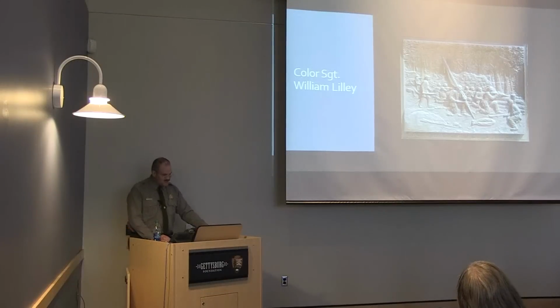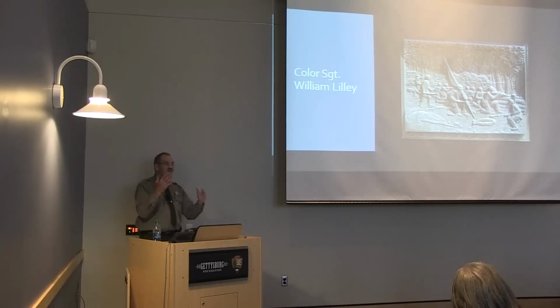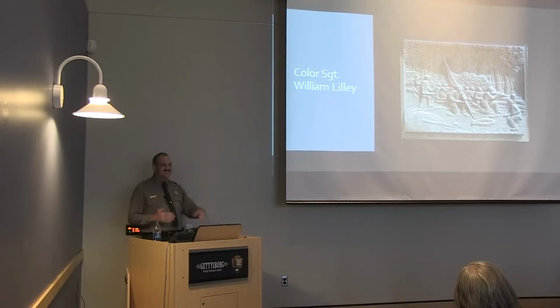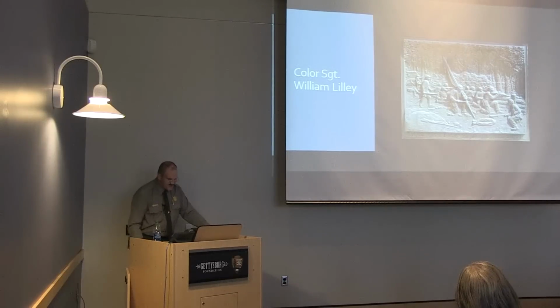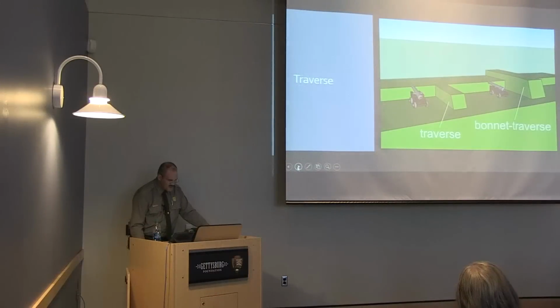You can see Color Sergeant William Lilly being presented there on the relief. What he did was, there were so many Confederate projectiles flying through there, it cut the staff in half for the 149th New York. So he spliced it together. Isn't that neat? He's using a splint and putting it together so that he can plant it back and show the Confederates, discourage them from trying.